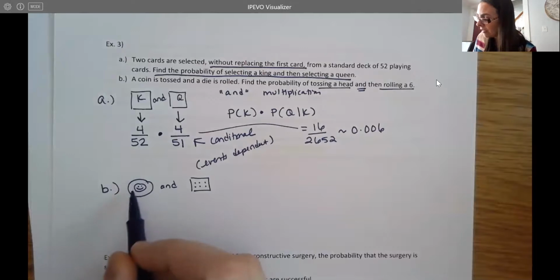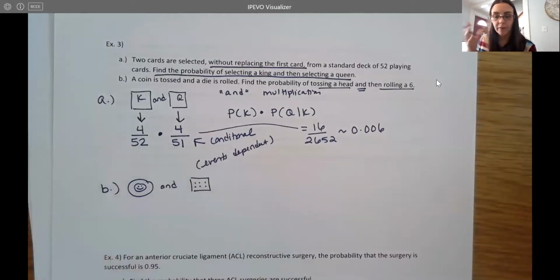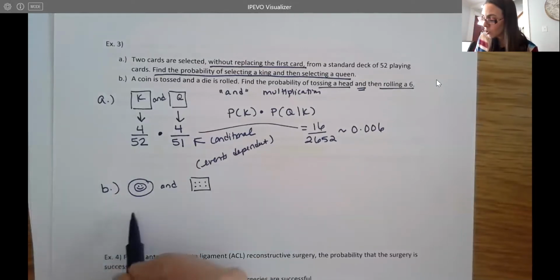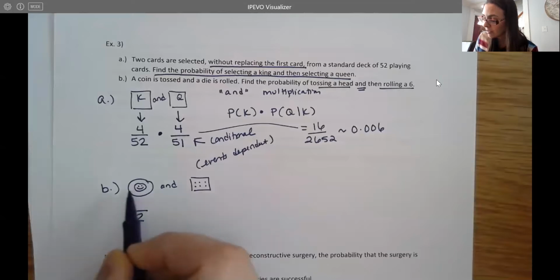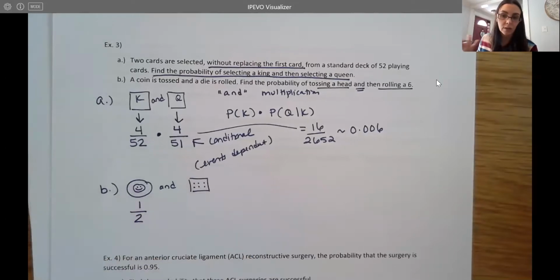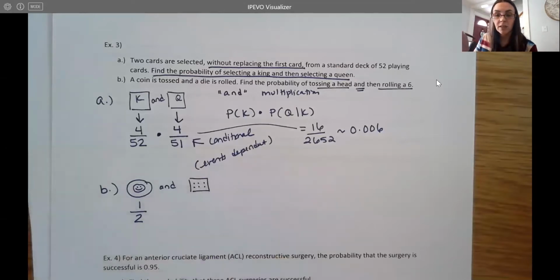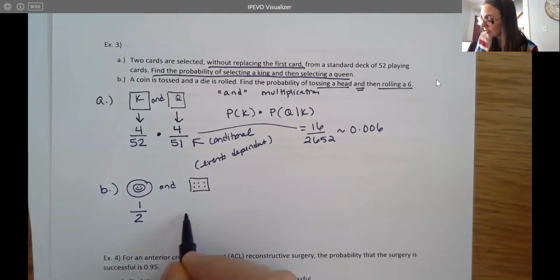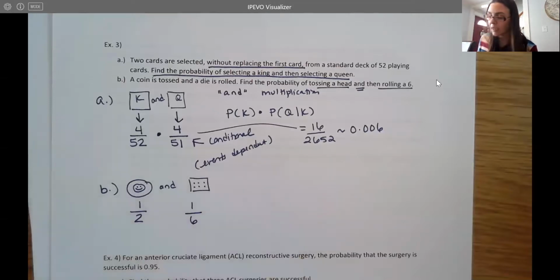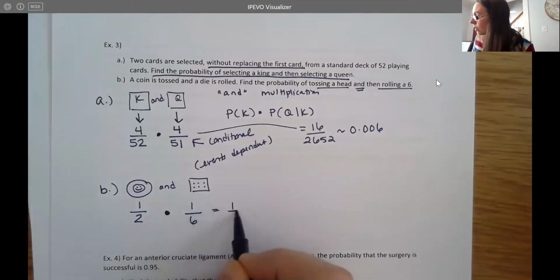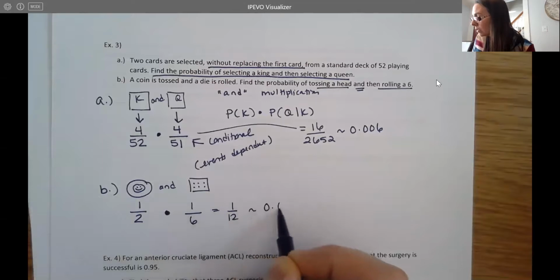Well, the chance of getting heads on a coin: you have heads, you have tails. So there's two possible outcomes, and there's only one way to get heads. Your chance of getting heads is 1 out of 2. For a die, you have 6 sides, numbers 1, 2, 3, 4, 5, 6 as options. So you have 6 total options, and only one of those sides has 6 dots on it. So I multiply these together. I get 1 over 12, which is about 0.083.